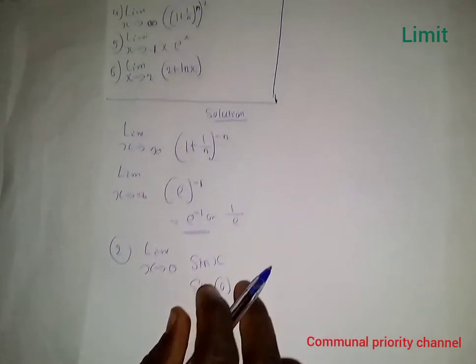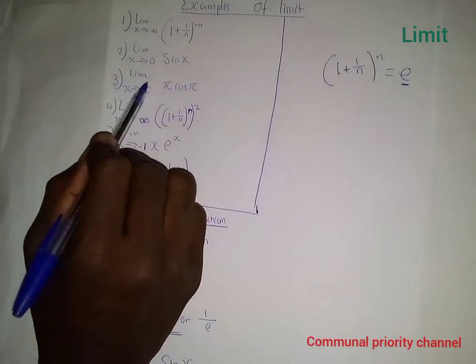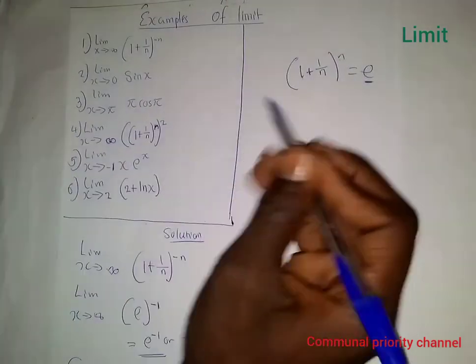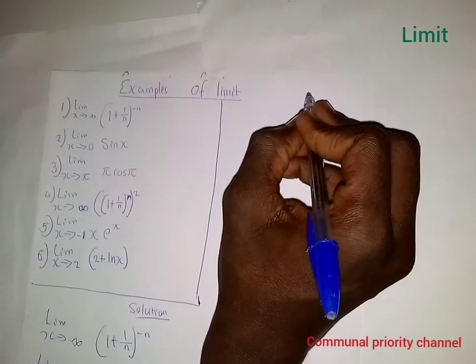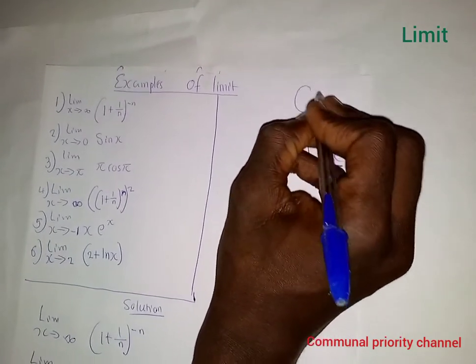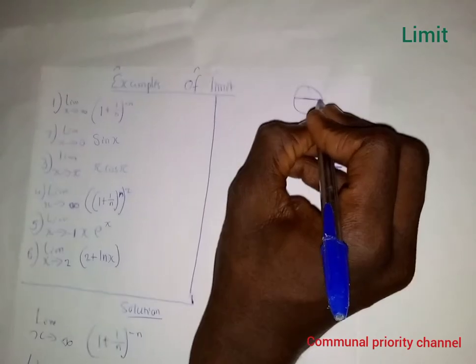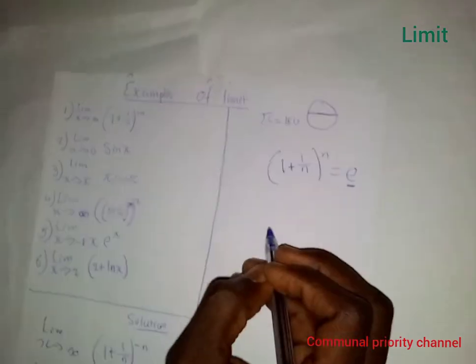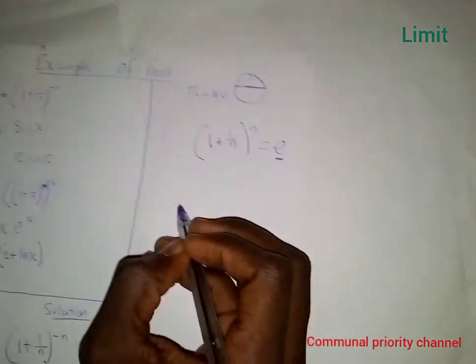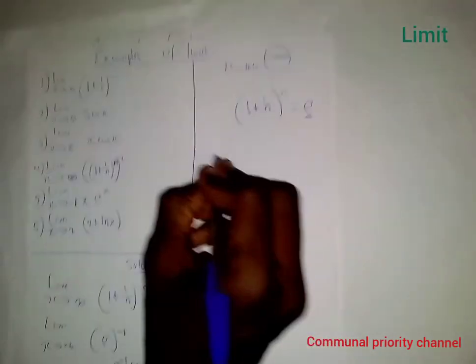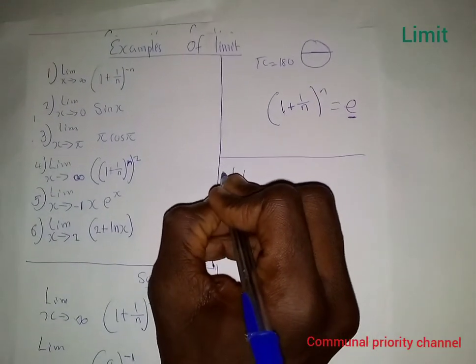So we are moving to question number 3, which says limit as x approaches pi of pi cos x. We know in terms of limits, pi is the diameter of a circle, which is half of the circle. So therefore, pi is equal to 180 degrees. Now we're going to solve. We'll take our pi as 180 degrees.